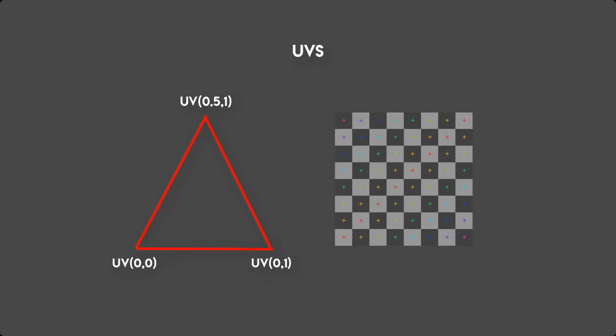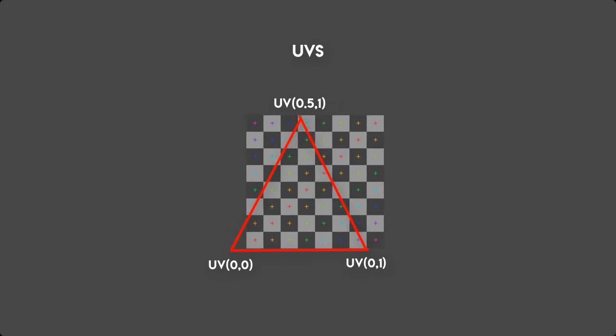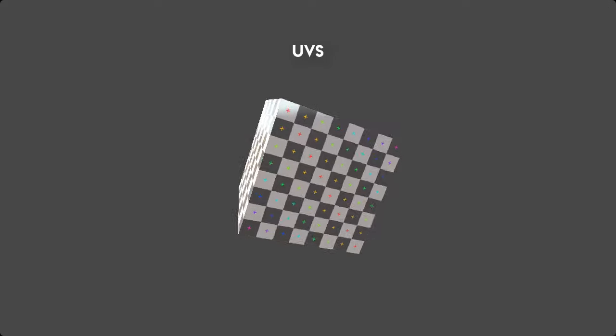UVs are very critical for writing shaders, as they allow us to map a texture to our vertices. Here we have a triangle. Let's assume the UV coordinates at the vertex positions are (0, 0), (0, 1), and (0.5, 1). UV values fall between 0 and 1, which means they represent a percentage. So that means that the bottom left corner of our triangle should show the bottom left corner of our texture, and so on. This probably makes more sense when you see the texture applied to the triangle. And this is what our cube would look like with the texture wrapped around it.